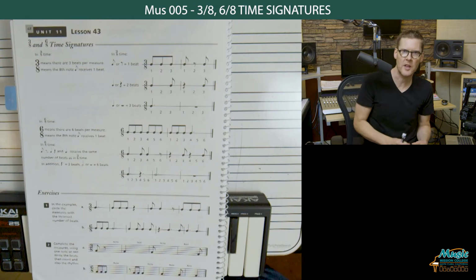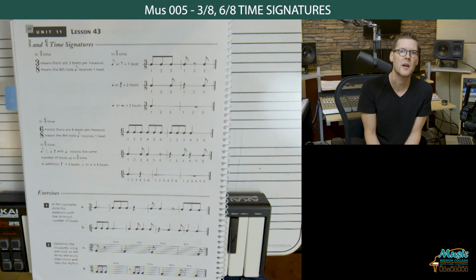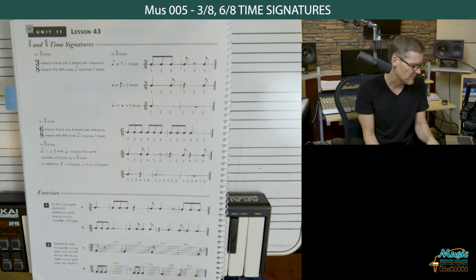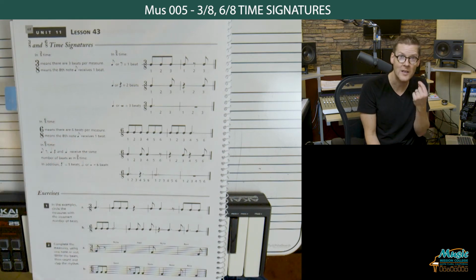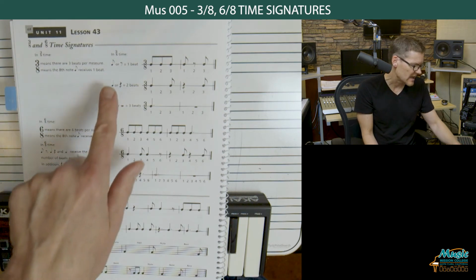You just have to remember that first rule, which is whatever the bottom number is in a time signature, that becomes the count or the beat. So if you have an 8, it means that the 8th note is going to receive 1 count or 1 beat. And so we have some examples.